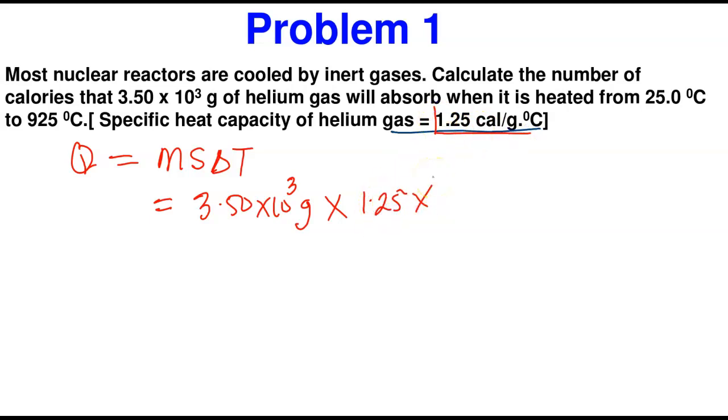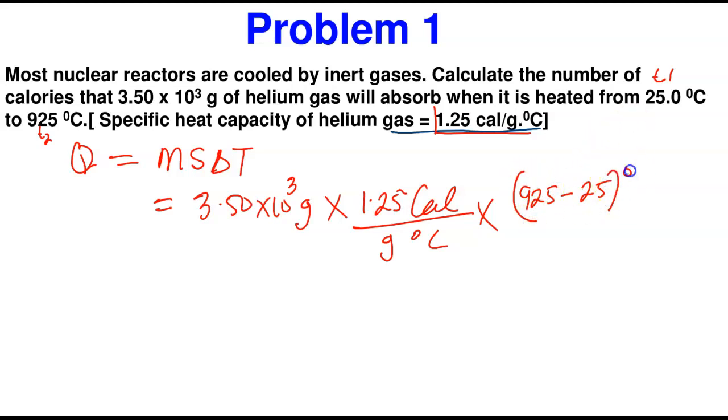No, that's a wrong thing I wrote. 1.25 calories per gram per degree Celsius times the change in temperature. There we have T2. It goes from this to this, so this is T2 and this is T1. So it's going to be 925 minus 25. Of course, this is in degrees Celsius.